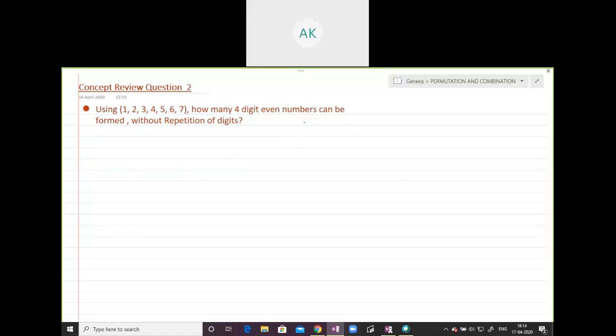How many four-digit even numbers can be formed without repetition of digits? Remember, it is given without repetition; digits should not be repeated. It means that I cannot say 1, 2, 2, 2. That is wrong. In fact, it is an even number, but I cannot say so because the digit has been repeated.